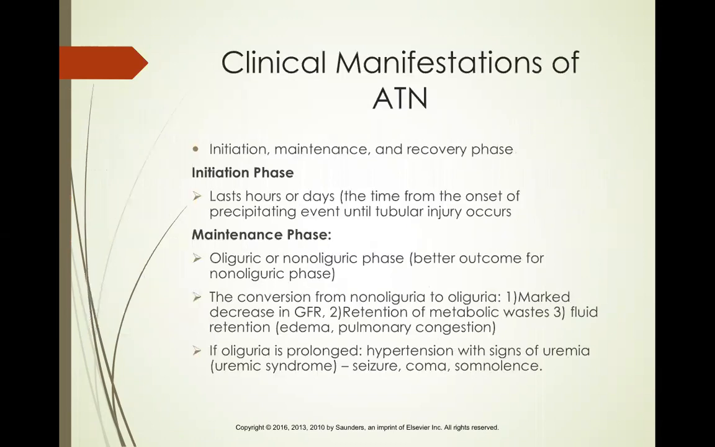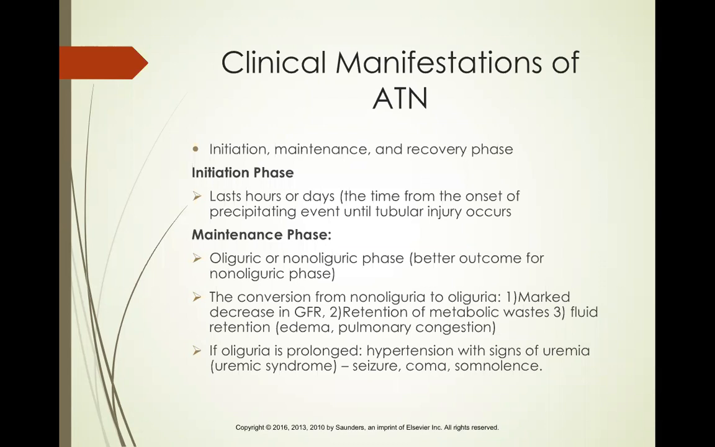So it occurs in stages. Initially with ATN, there's an initial phase which can last hours or days, and then there's a maintenance phase where the patient begins to be oliguric. The outcome is better for the non-oliguric phase, where they are still making urine. The conversion from non-oliguria to oliguria is a marked decrease in the GFR. As your GFR drops, that's how you know more renal damage has occurred.